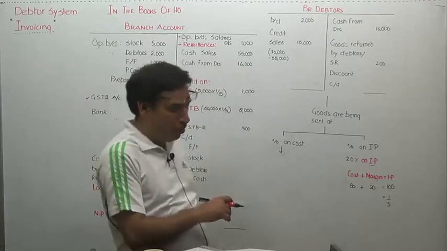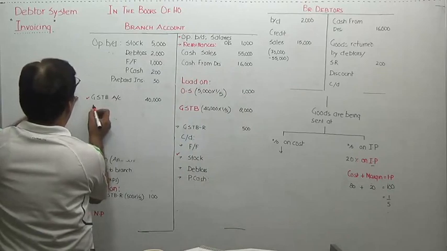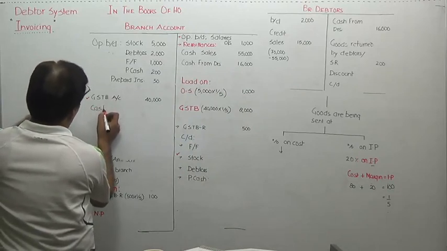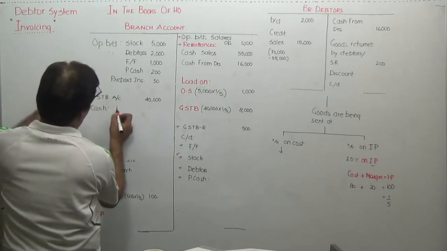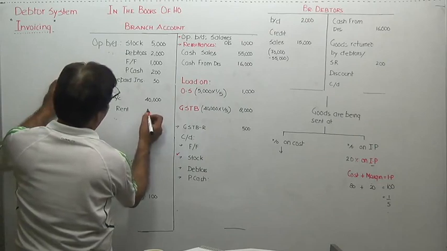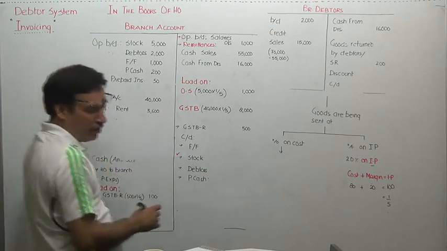Now cash sent to branch. So head office sent some cash to branch, which you are going to write here, to cash. Cash has been sent with respect to meet rental expenses of 3,600. You are going to write here 3,600.